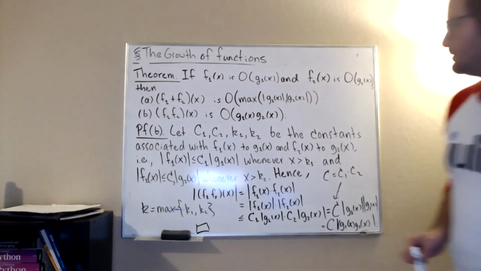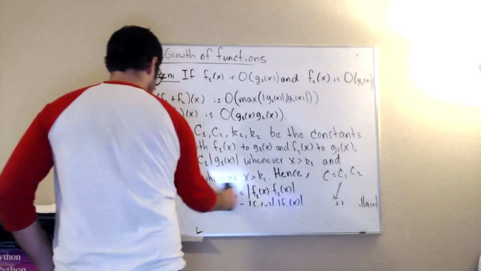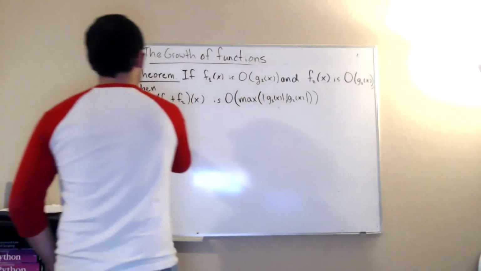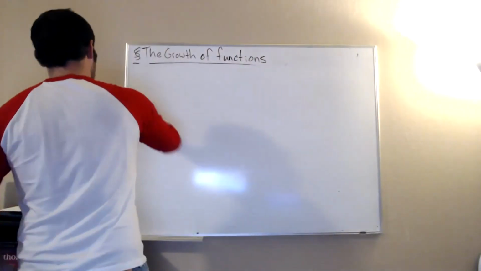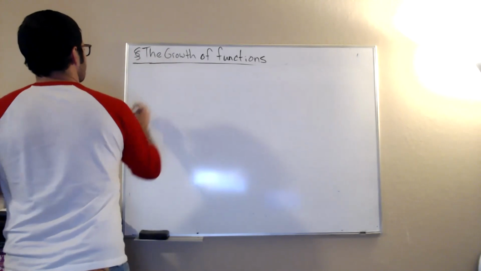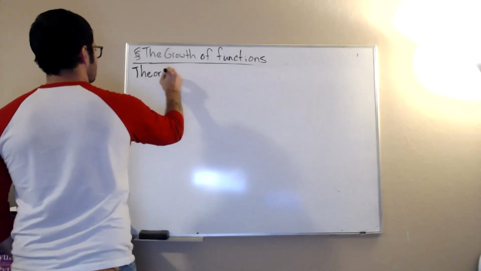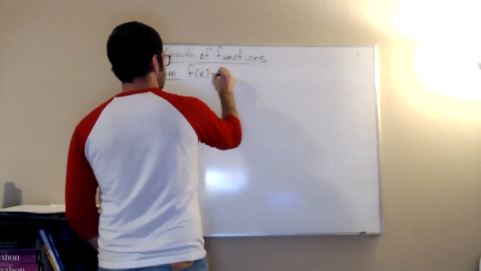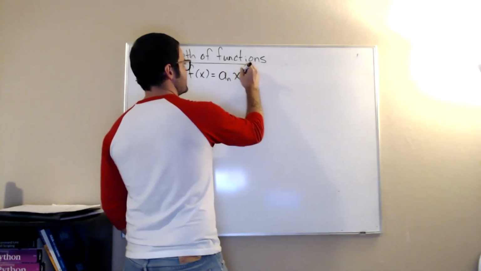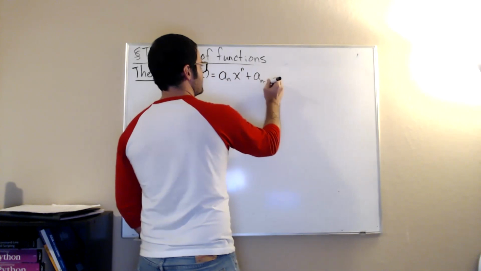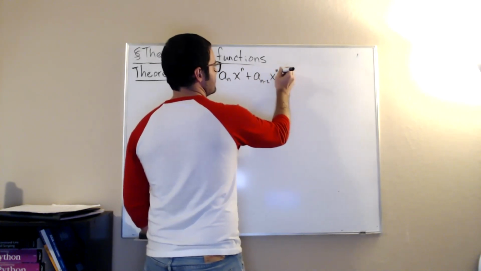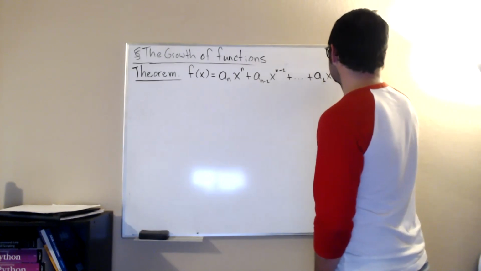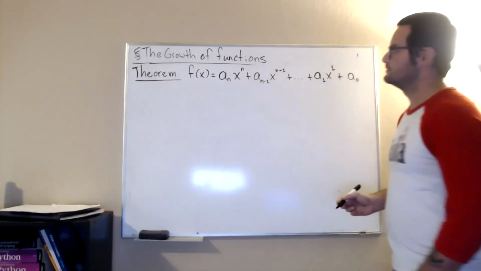Okay, so let's look at another theorem. Theorem. f of x equals a_n times x to the power n plus a_(n-1) times x to the power n minus 1 plus dot dot dot plus a1 times x plus a0. So that is a polynomial.